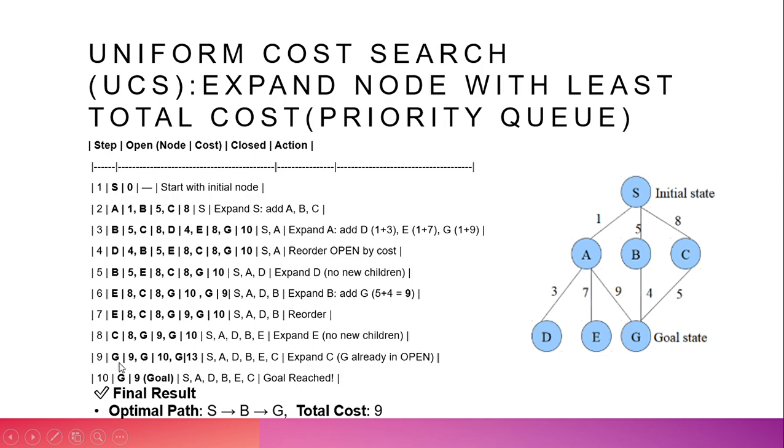Next element in the queue is G. So G9, that is our goal, we have reached. So we'll stop here, and the path to extract that G9 is S, A, D, B, E, C, and goal is reached. The final path for this problem will be S, B, G with the total cost as 9. So that is uniform cost search. It uses a priority queue.